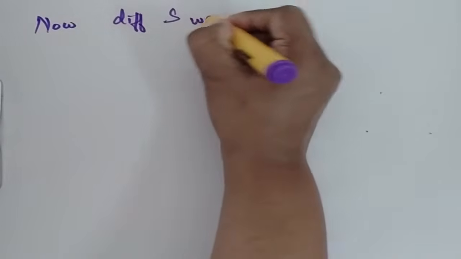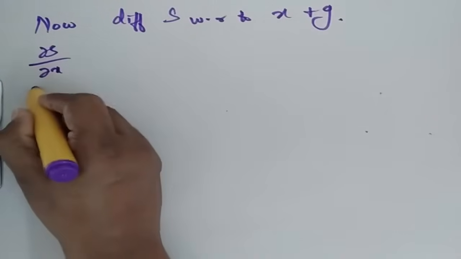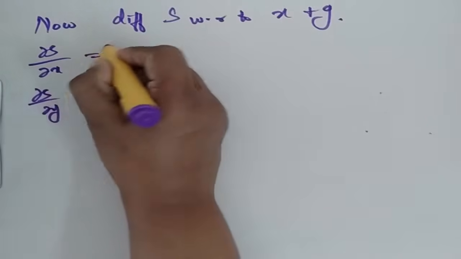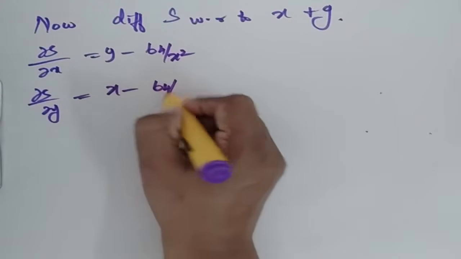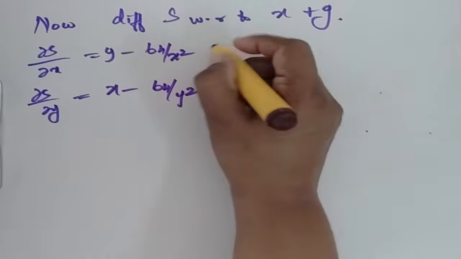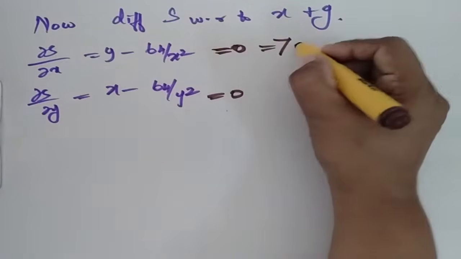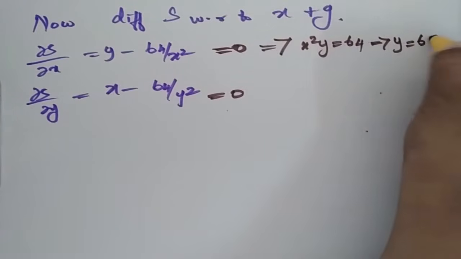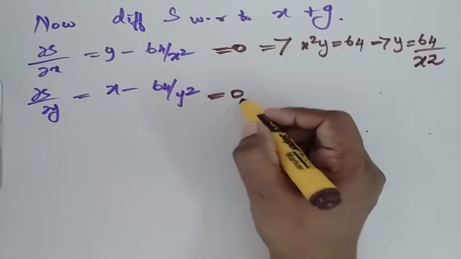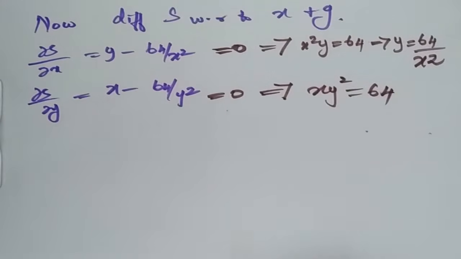Now differentiate S with respect to X and Y. So dou S by dou X is equal to Y minus 64 by X square, and dou S by dou Y is equal to X minus 64 by Y square. Now this is equal to 0, this is equal to 0. Implies X square Y is equal to 64, which implies Y is equal to 64 by X square. This implies X Y square is equal to 64.